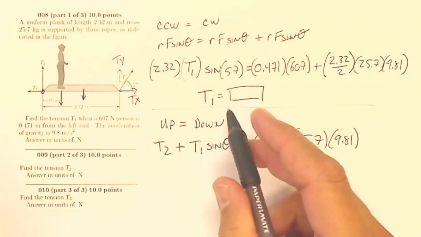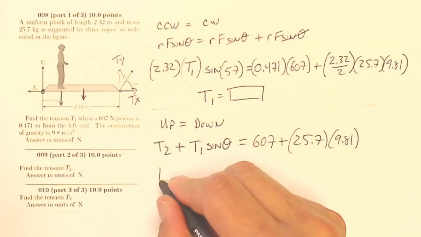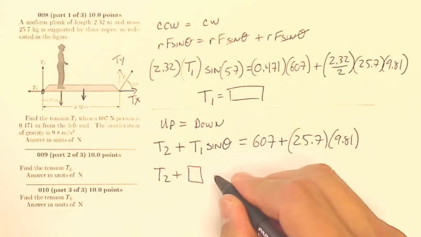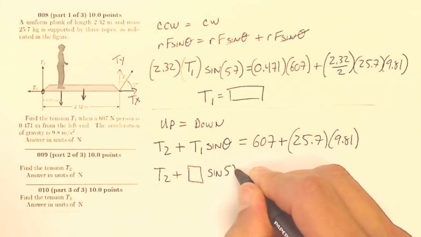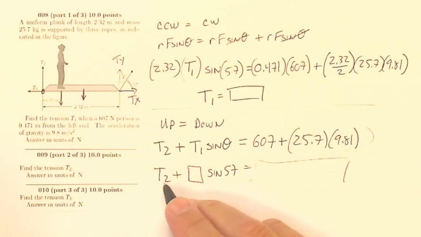So now T1 comes from here, sine theta. Theta is 57 degrees. So this is T2 plus T1, which was my answer to the previous one, times the sine of 57, equals all of this. So now I'm just solving for T2. So take this, subtract, and I've got T2.